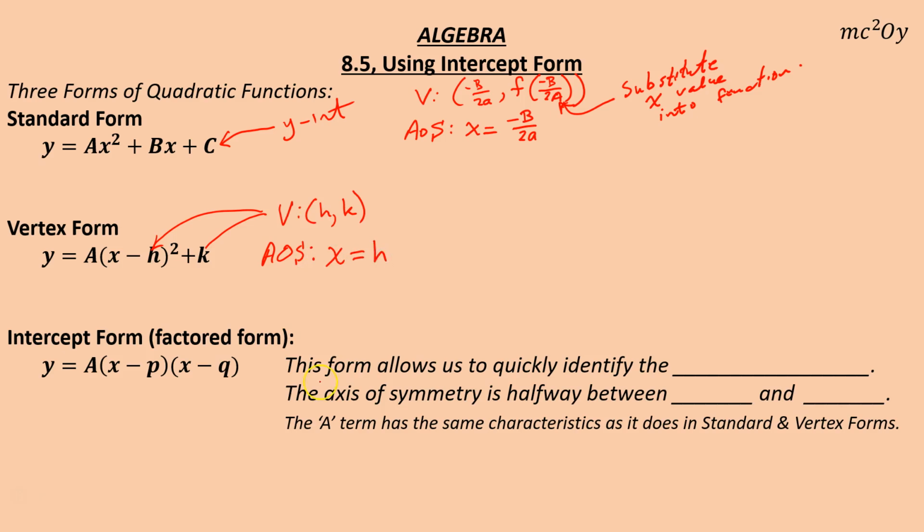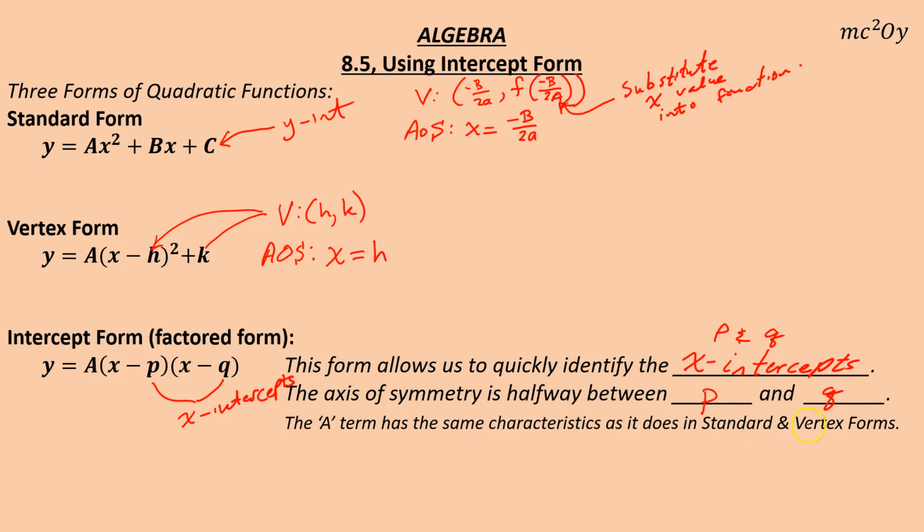In intercept form, this form allows you to quickly identify the x-intercepts, where it crosses the x-axis. The axis of symmetry is also halfway between those x-intercepts. Those x-intercepts, by the way, are p and q. So these are your x-intercepts, and the axis of symmetry is halfway between p and q.